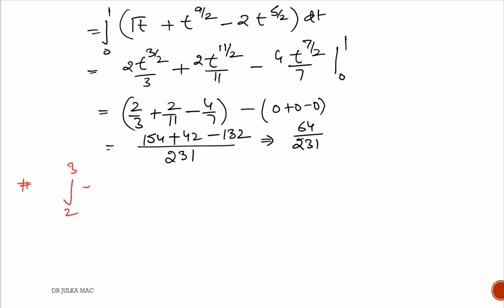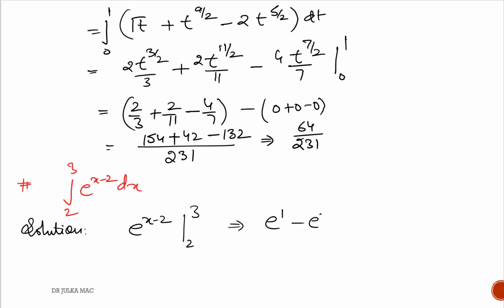Next example, integrate e raised to power x minus 2 with respect to x, where the lower limit is 2 and the upper limit is 3. Integration of e to the power x is e to the power x. So the answer is e raised to power x minus 2. Lower limit is 2 and the upper limit is 3. And after putting upper and lower limit, we'll get the answer e minus 1.